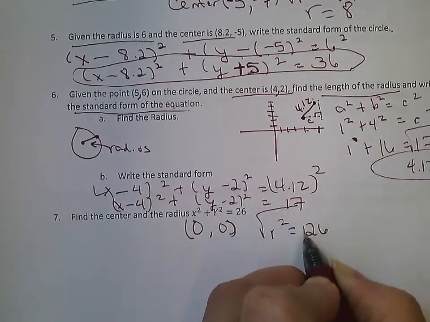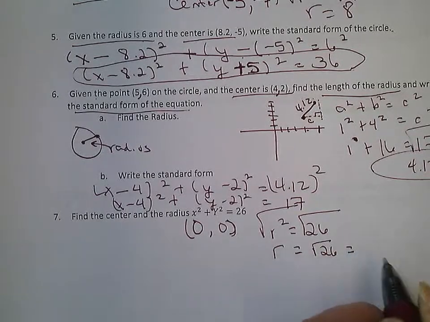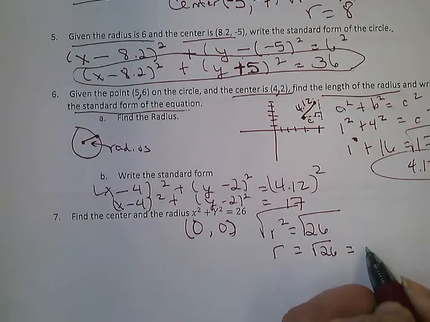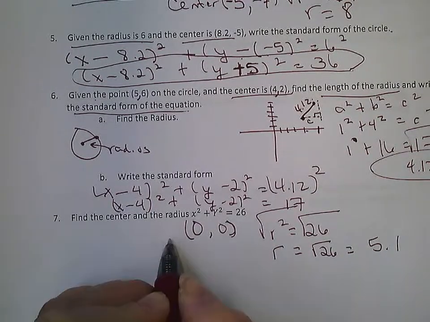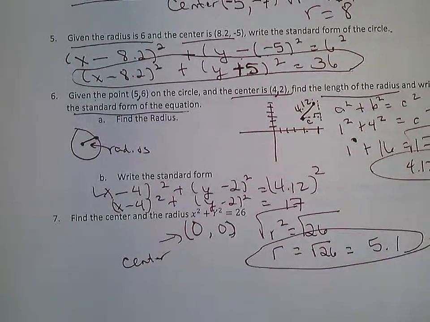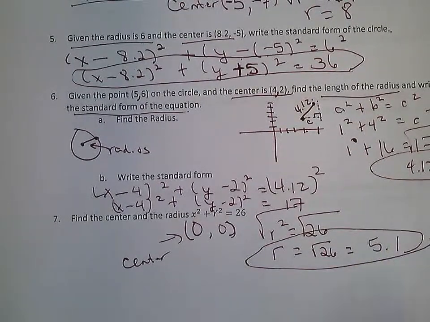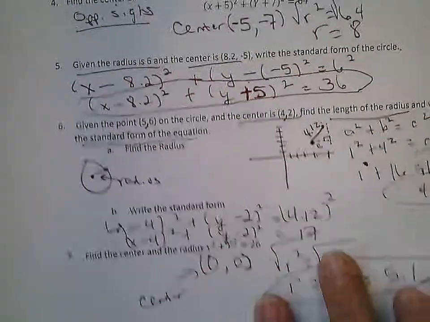We're going to take the square root of both sides. R equals the square root of 26. The square root of 26 is 5.1. So the center is right here, and the radius is right here. So the same thing is in here. We know that that's 26. It's got to be our squared. It's okay if we have in here a decimal.